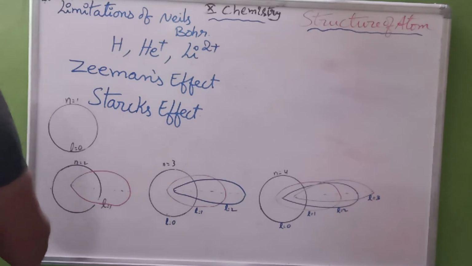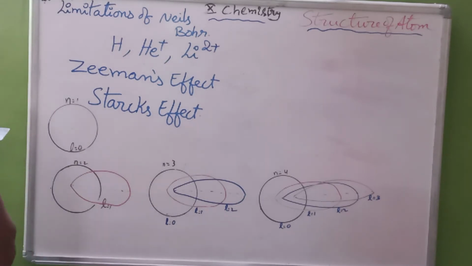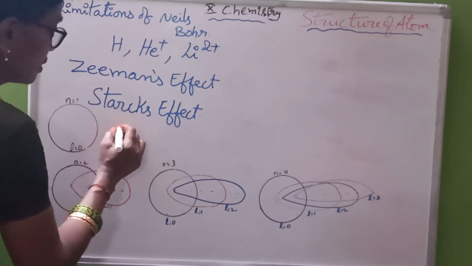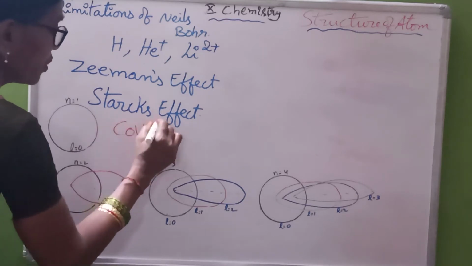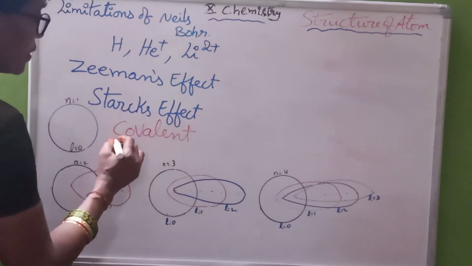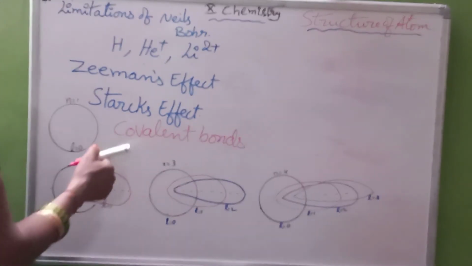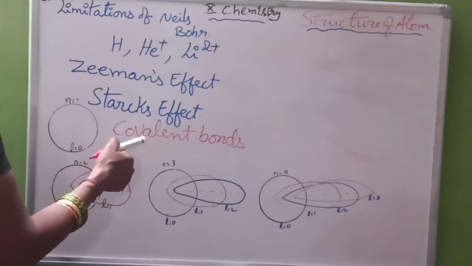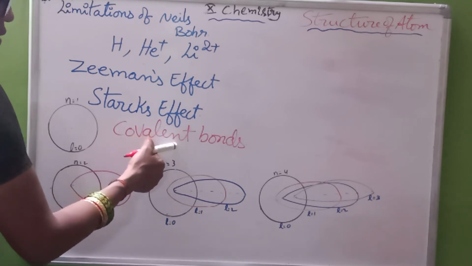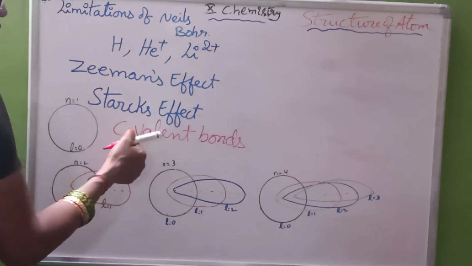He did not give an account for how chemical bonding takes place, or how covalent bonds take place between different atoms. He could not explain that.